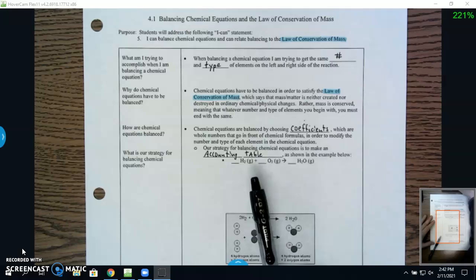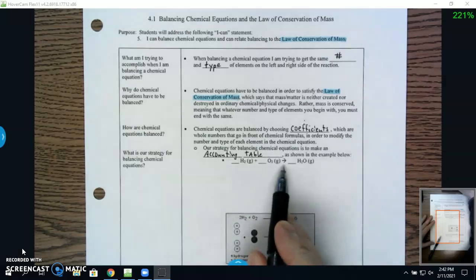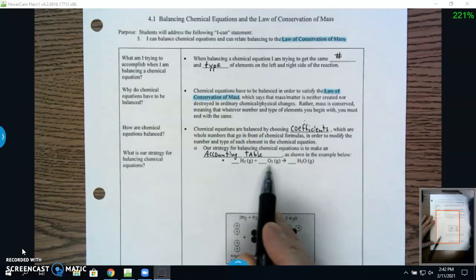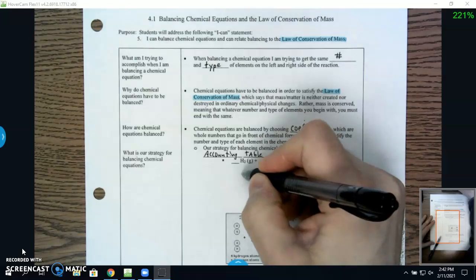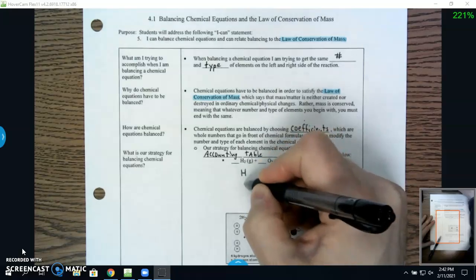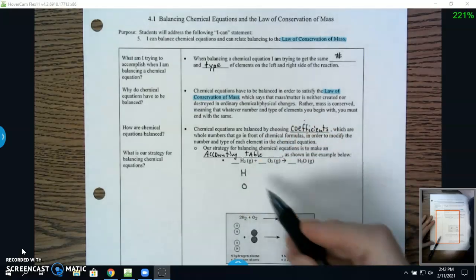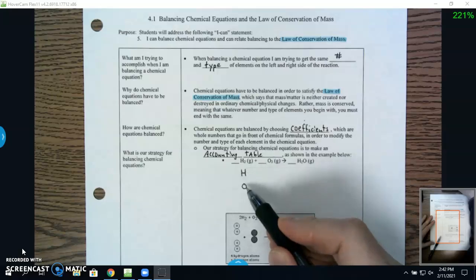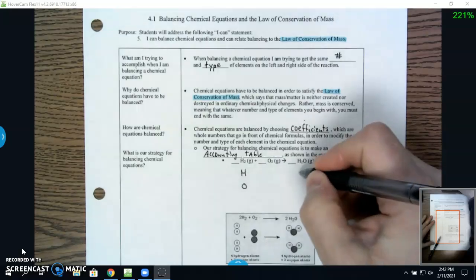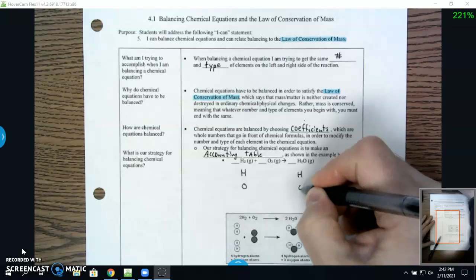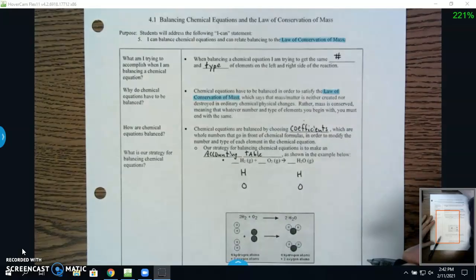All right, when we make an accounting table, we take a look at the reactant side of the reaction arrow, so the left-hand side, and we just list the elements in the order that we see them. So we see hydrogen and then oxygen. Whatever order I list them in right here, I'm going to list them in exactly the same order on the product, right-hand side of the chemical reaction.